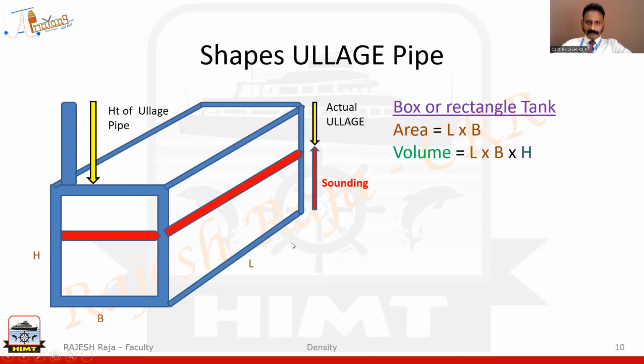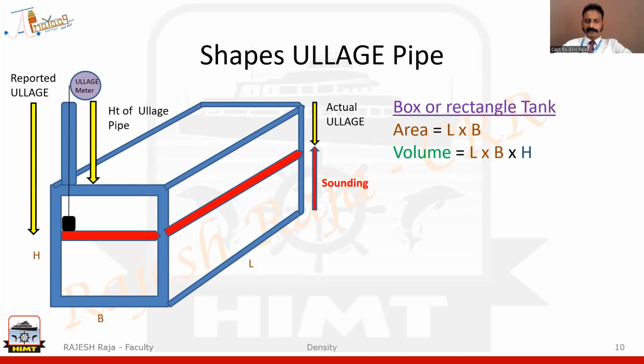Now in the same condition of the last slide, you can see up to the red level I have marked the cargo. You have an instrument. So let us say I have an instrument like this where a tape goes down and there's a float. It goes and touches the liquid. So this reading, what you take exactly from the top of the ullage pipe, is also called a reported ullage.